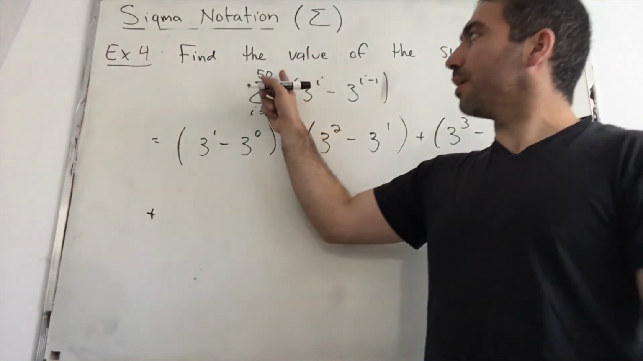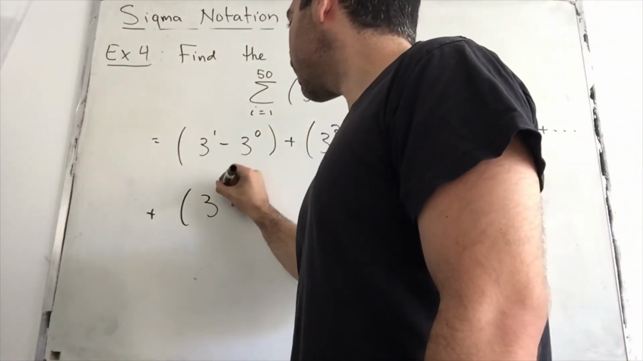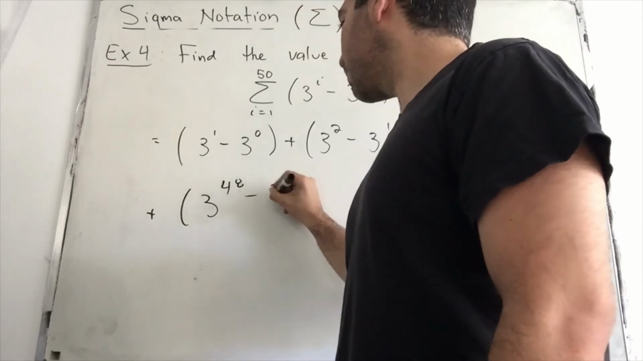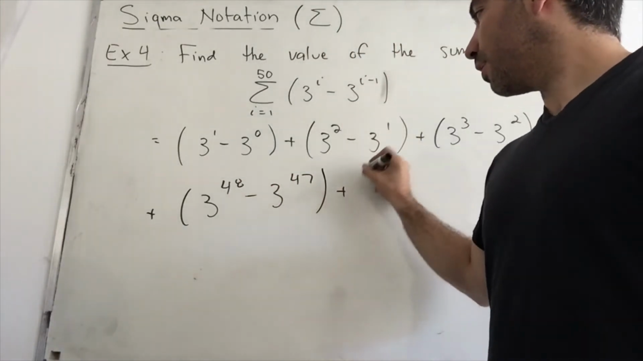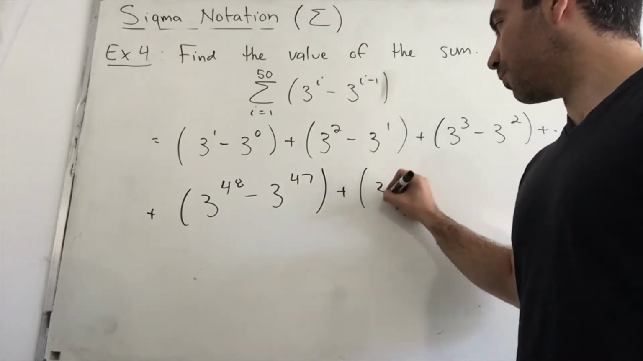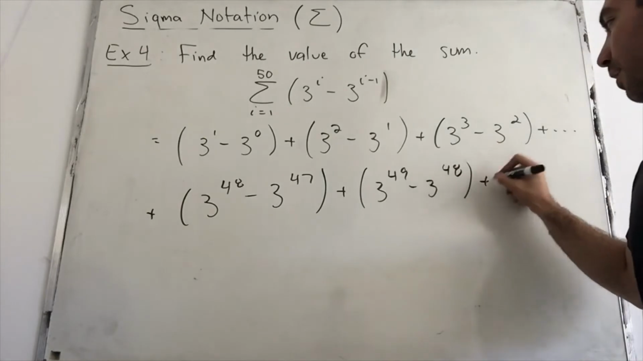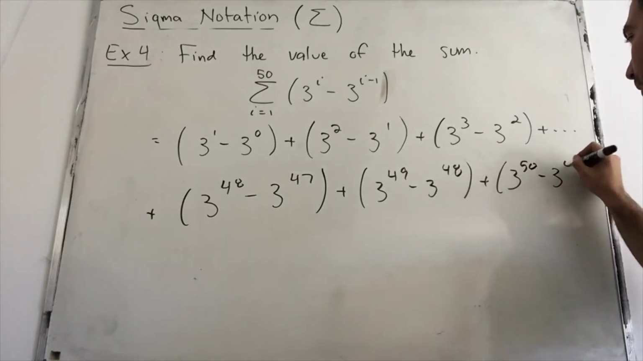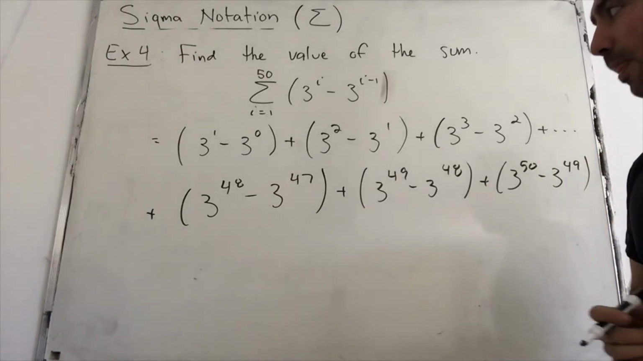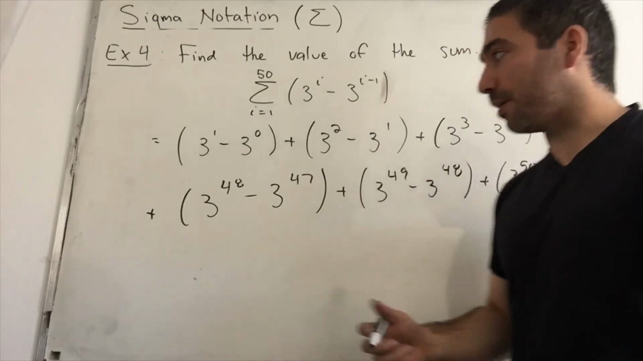The last 3 would be 48, 49, 50. So if I do 48, we have 3 to the 48 minus 3 to the 47 because you subtract it by 1. Now I'm going to do 49. So 3 to the 49 minus 3 to the 48. And then 3 to the 50 minus 3 to the 49. Okay. So by expanding it, hopefully you see a pattern that emerges.